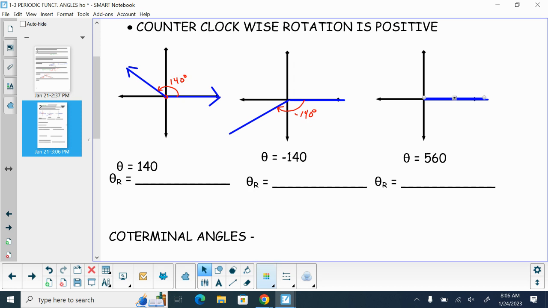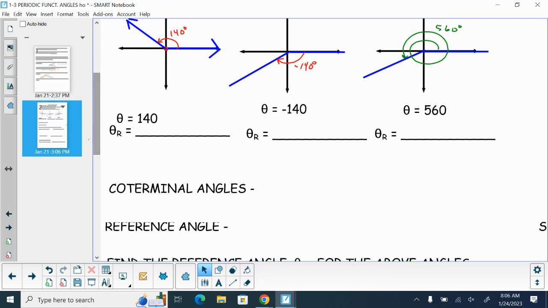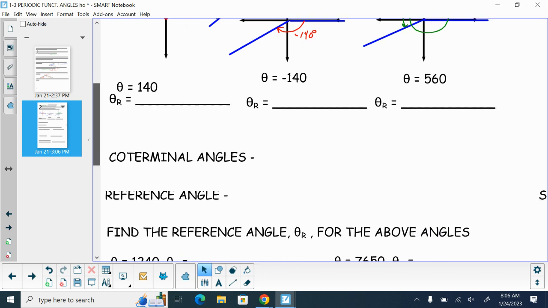Seth, where did we end up in? Quadrant 3. If I rotate all the way around at 360, that will give us 450. This will give us 540. And this will give us 560. So that'd be your 560 degrees. We'll deal with this in a second.